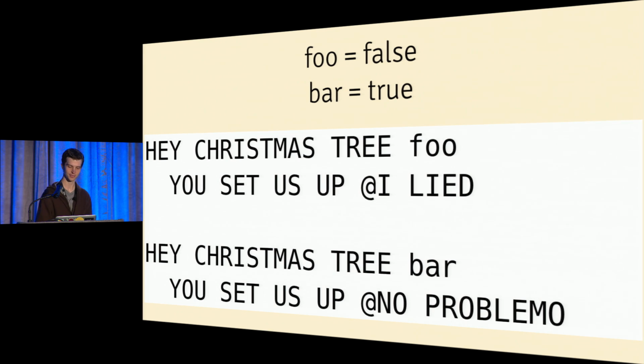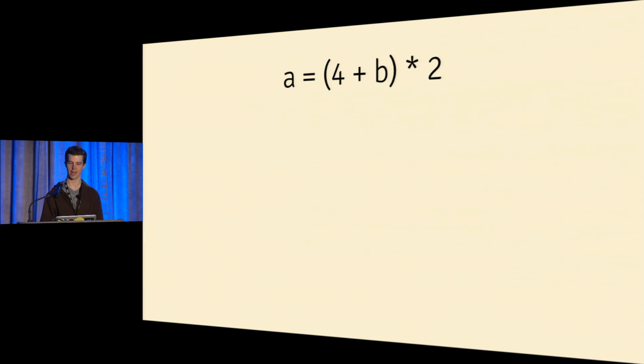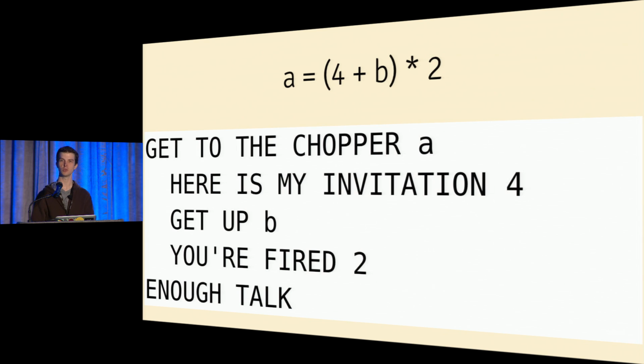So that's cool. If you want to do more complex math, you have the ability to do that. You have to use the get to the chopper keyword, and then you set the initial value with here's my invitation. And then you do math on it. You perform various calculations, one on each line. And then once you're finished with your stack of operations, you use the enough talk keyword. One thing that's important to note is that in Arnold C, there is no such concept as order of operations. Everything happens from left to right in terms of the call stack.